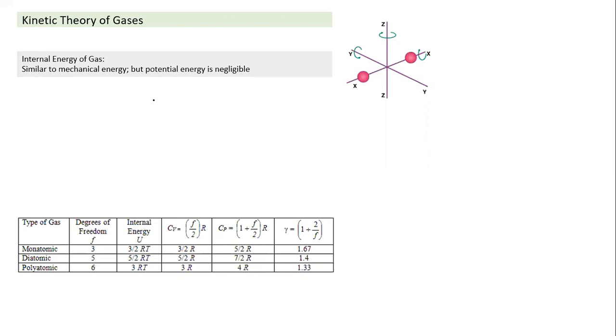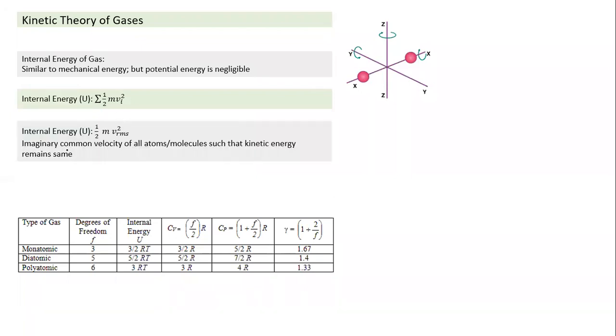Another point in the kinetic theory of gases is the internal energy of a gas. When we talk about internal energy, it is typically something like mechanical energy, which includes potential energy plus kinetic energy. In the case of a gas, there is no potential energy, so the internal energy of a gas is nothing but kinetic energy. Kinetic energy can have two forms: translational kinetic energy and rotational kinetic energy. Internal energy is the sum of all forms of kinetic energy.